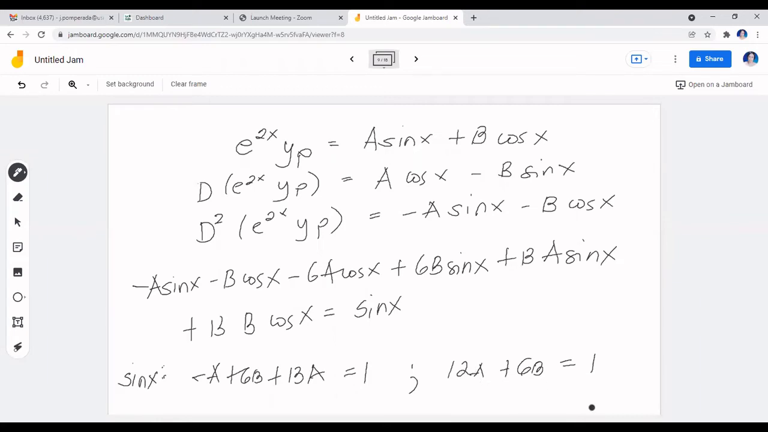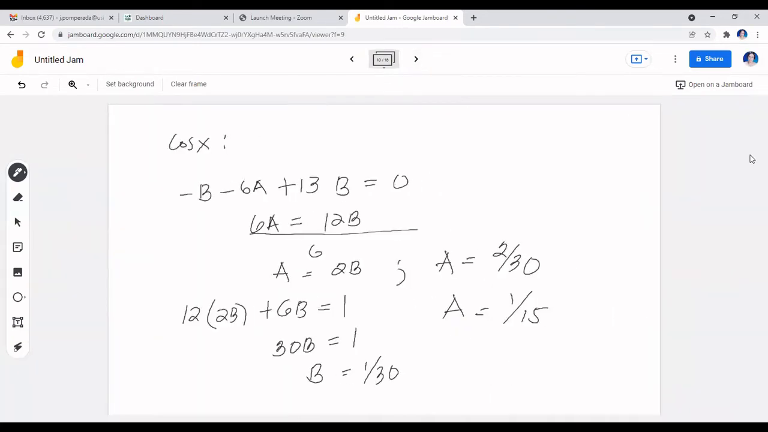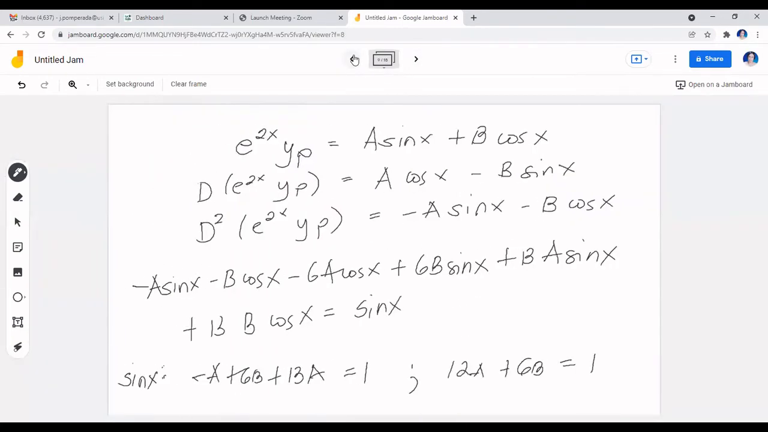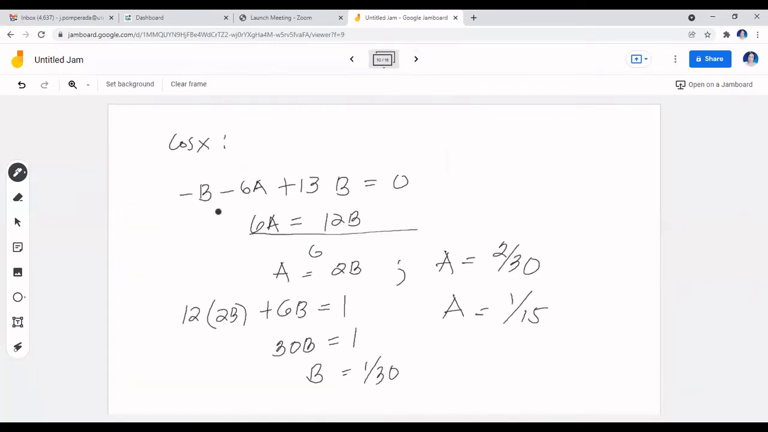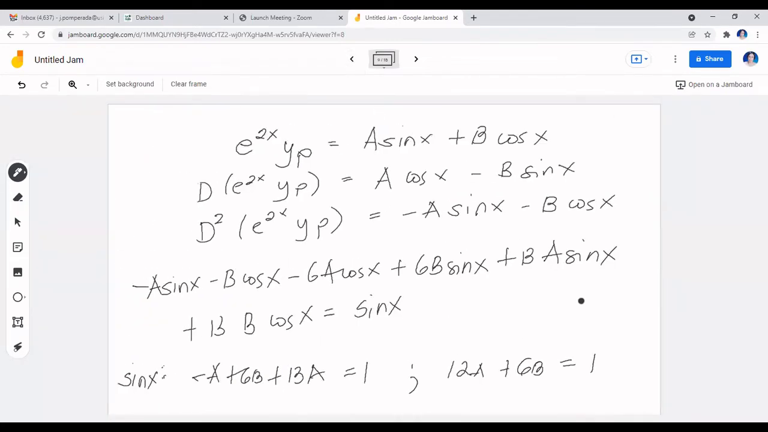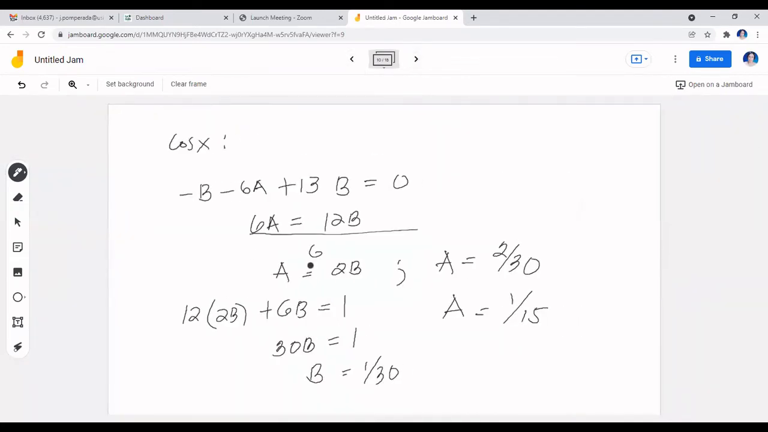Since we have two unknowns, we can solve for a and b. Then we equate coefficients for cosine. So cosine: -b minus 6a plus 13b equal to 0. We don't have a cosine here. So we get here a relationship between a and b. You'll have here 12b positive, and this -6a we can transfer to the other side, making it positive. So a is equal to 2b.